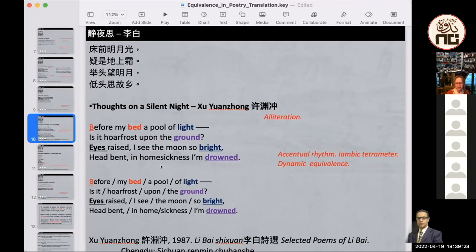But a line like this, "headband in homesickness, I'm drowned," is, I don't know. Yeah, I'm not saying it sounds natural. I agree with you that it sounds unnatural. I'm not saying it's natural. "Eyes raised, headband, in homesickness, I'm drowned." All this sounds unnatural. Yes, I agree with all those who say this is unnatural.